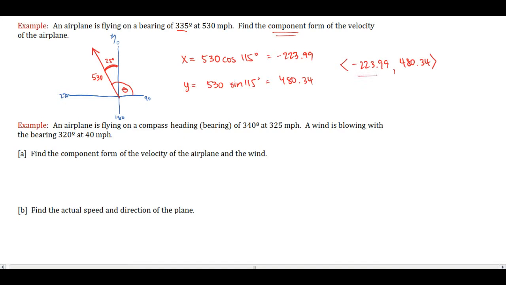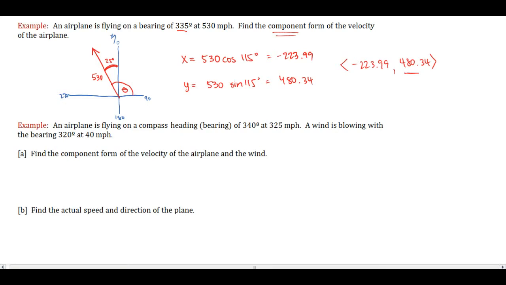It's traveling, in essence, left, negative 200 miles an hour, and it's traveling up 480 miles an hour. And so together, those two vectors combined will get you the one that's actually traveling at 530 miles an hour at a bearing of 335 degrees, or an angle of 115 degrees if you want to talk about it in standard position.